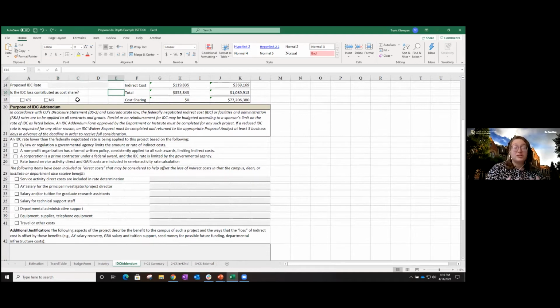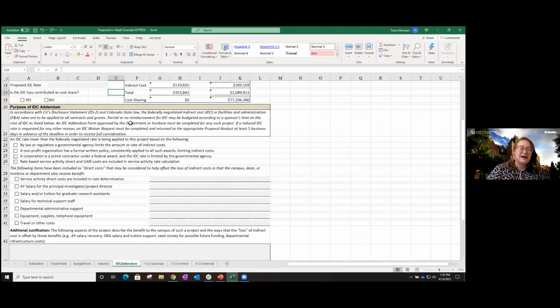Sponsors do restrict us from using this as a contribution to cost share at times. So we want, again, to be very certain before saying, yeah, we'll just count that as part of our required 20% cost share, whatever the requirement may be. But for most of us, this is going to be a no.